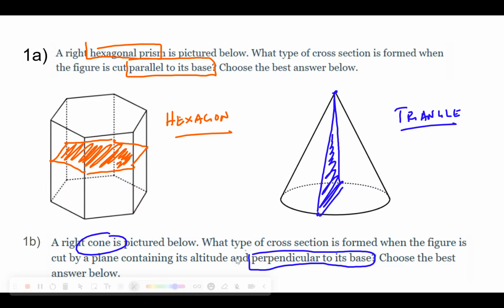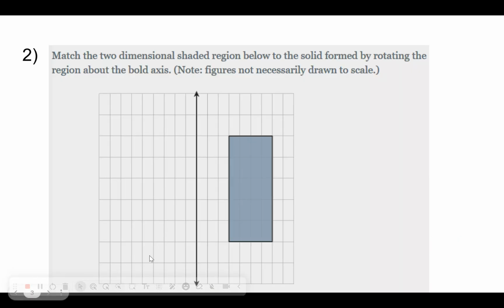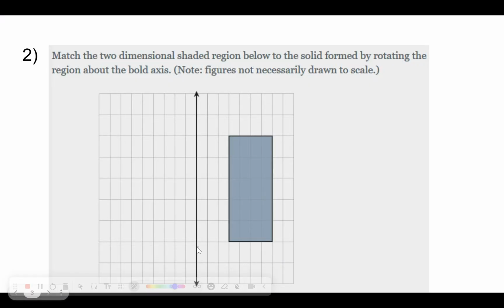Perfect. Cross sections. Okay, next, I think solids of revolution. Now, Delta Math is a little bit more involved, solids of revolution, so let's do these. It says match the 2D shape here with the solid formed by rotating around the region, right? Okay, so this is a rectangle. So hopefully you understand that the end result is going to involve a cylinder of some sort. So we're looking for a cylinder picture.